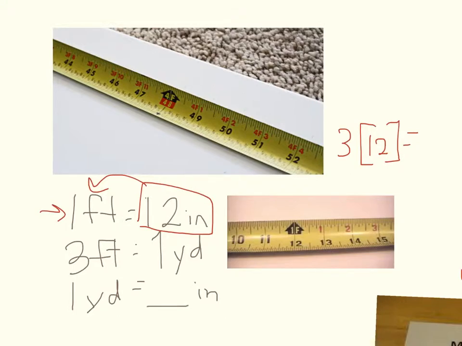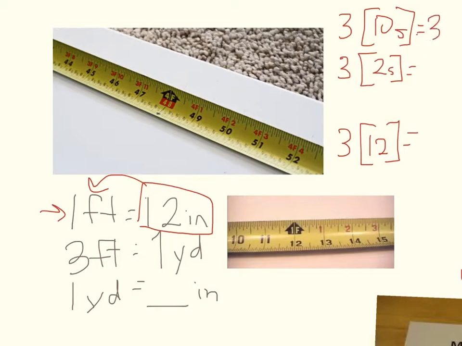Okay? So if you wanted to break that down easier, you could say 3 10s and 3 2s if we were to do partial product. Okay, so 3 10s, we have 30, 3 2s, we have 6, so 36. So 1 yard is 36 inches.